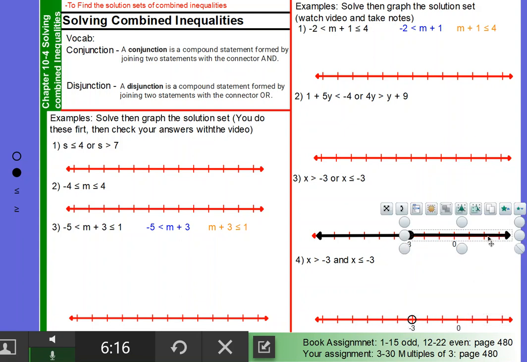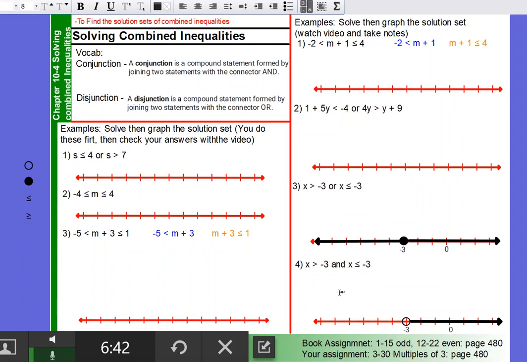I'm going to duplicate this. But wait a second. How can I have a number that is both greater than -3 while also being less than or equal to -3? That's not exactly possible, is it? So in this case, there are no numbers that will satisfy this. So in this case, we have no solution.